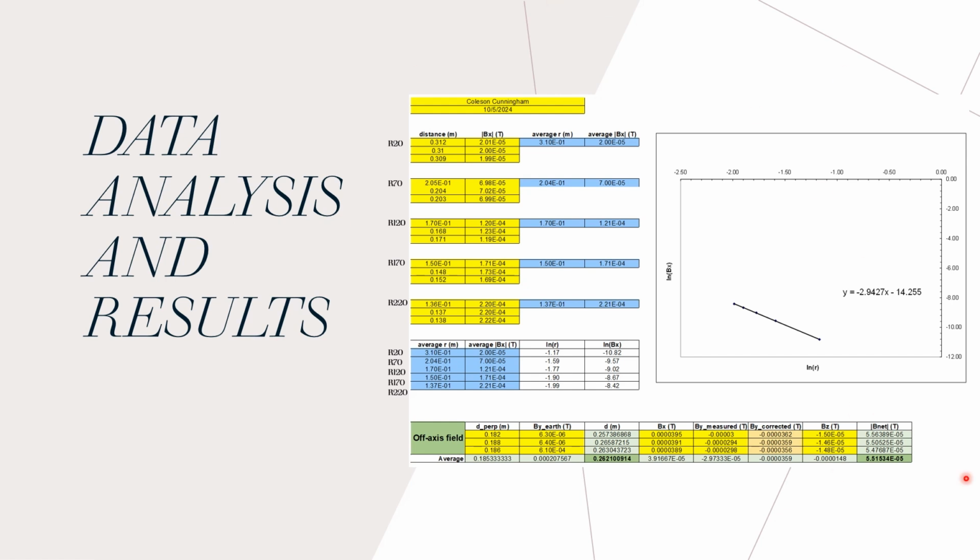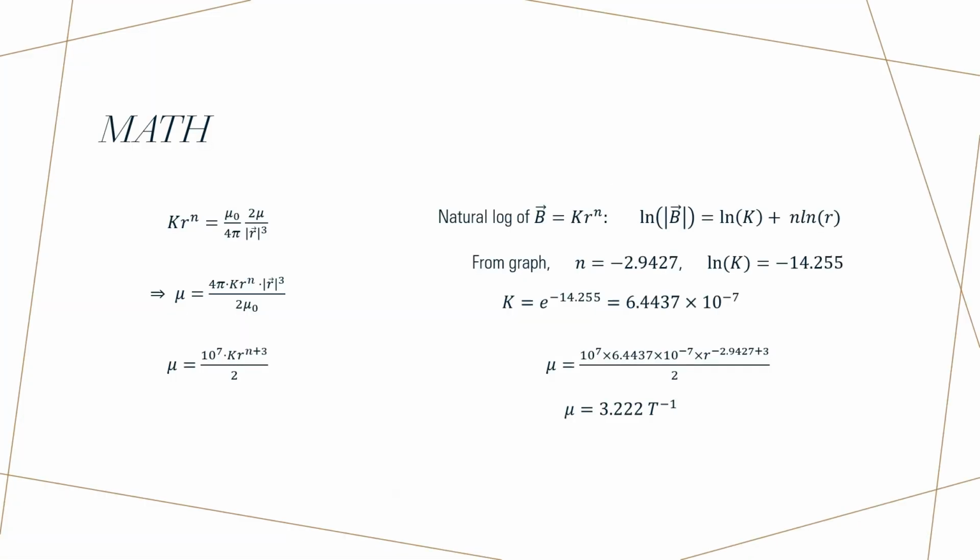Here's the data I gathered. We have our distance and the magnetic field at those distances. And then from there we took the average and used that to create this plot here, which is the natural log of these values. And we used the linearization of this data to find our n and k values. And then here's the data for the off-axis field.